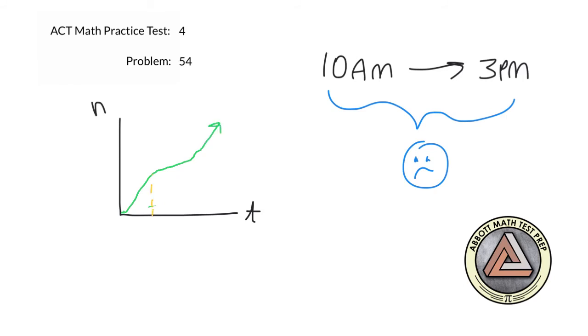So the point at which things started slowing down should be at 10, and the point at which things got back to normal should be at 3. Okay. And the only graph that sort of denotes that situation is answer choice F. Okay, answer choice F.